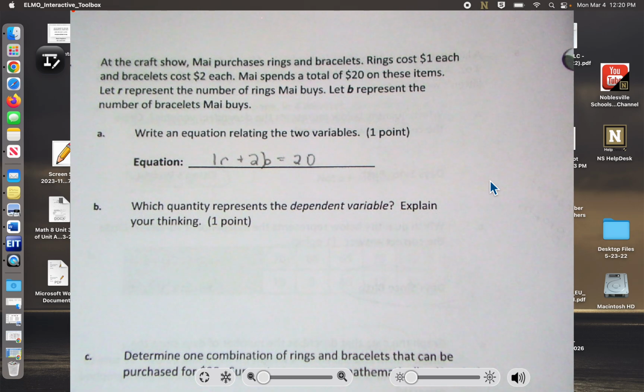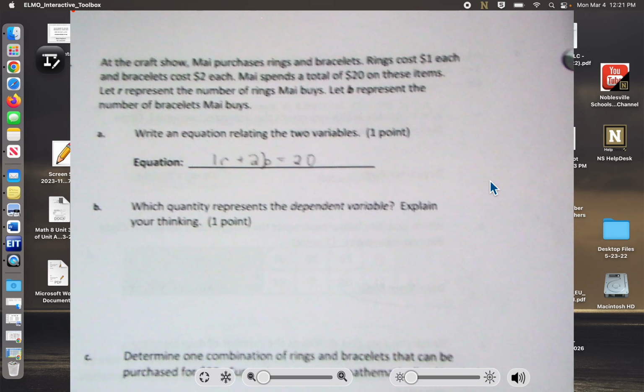This is where it gets a little crazy. Which quantity represents the dependent value, Jace? The 1R and 2B. Okay, elaborate. It's dependent because 20 is there. It is permanently there, so that means it's independent. You're so close.